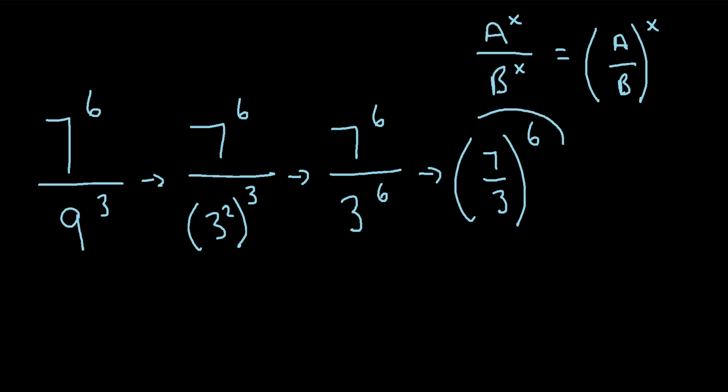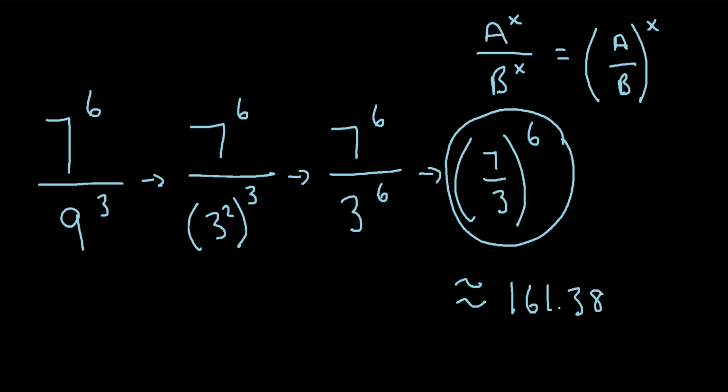So if you want, you can leave this as your final answer. If you were to punch this into a calculator, it would be something along the lines of 161.38409, and it just goes on and on and on. So in this case, it would be okay to leave this as your final answer. So those were just a few examples of how to divide exponents with different powers and different bases.